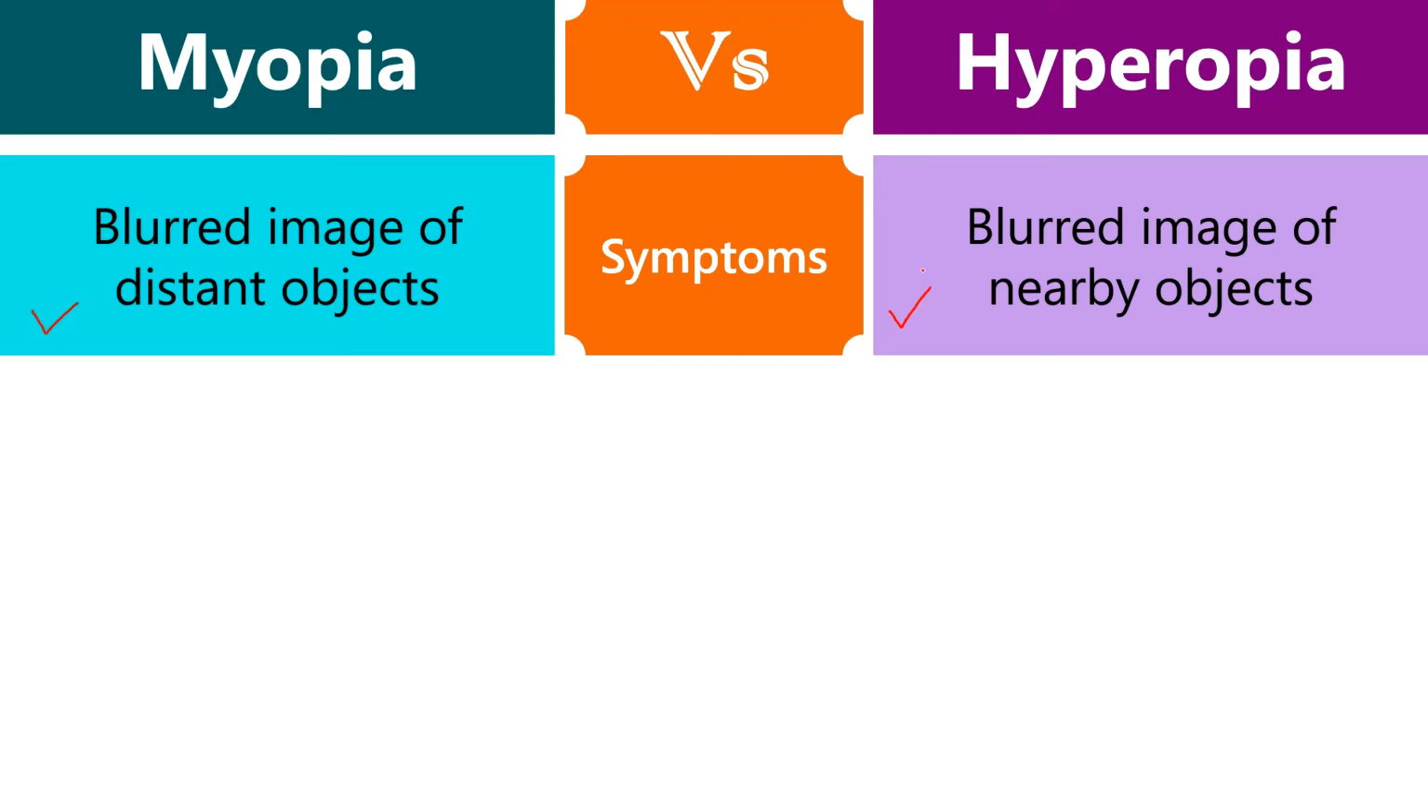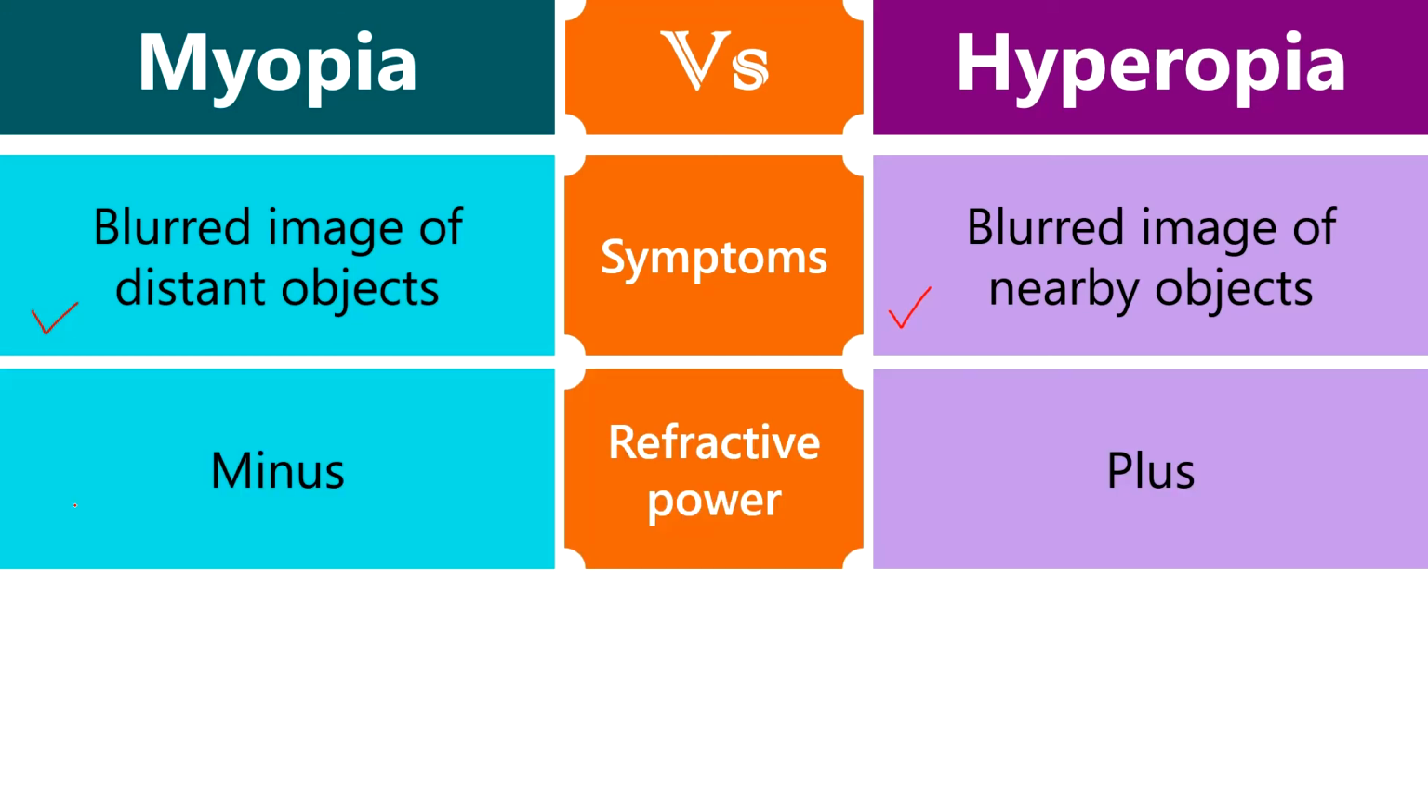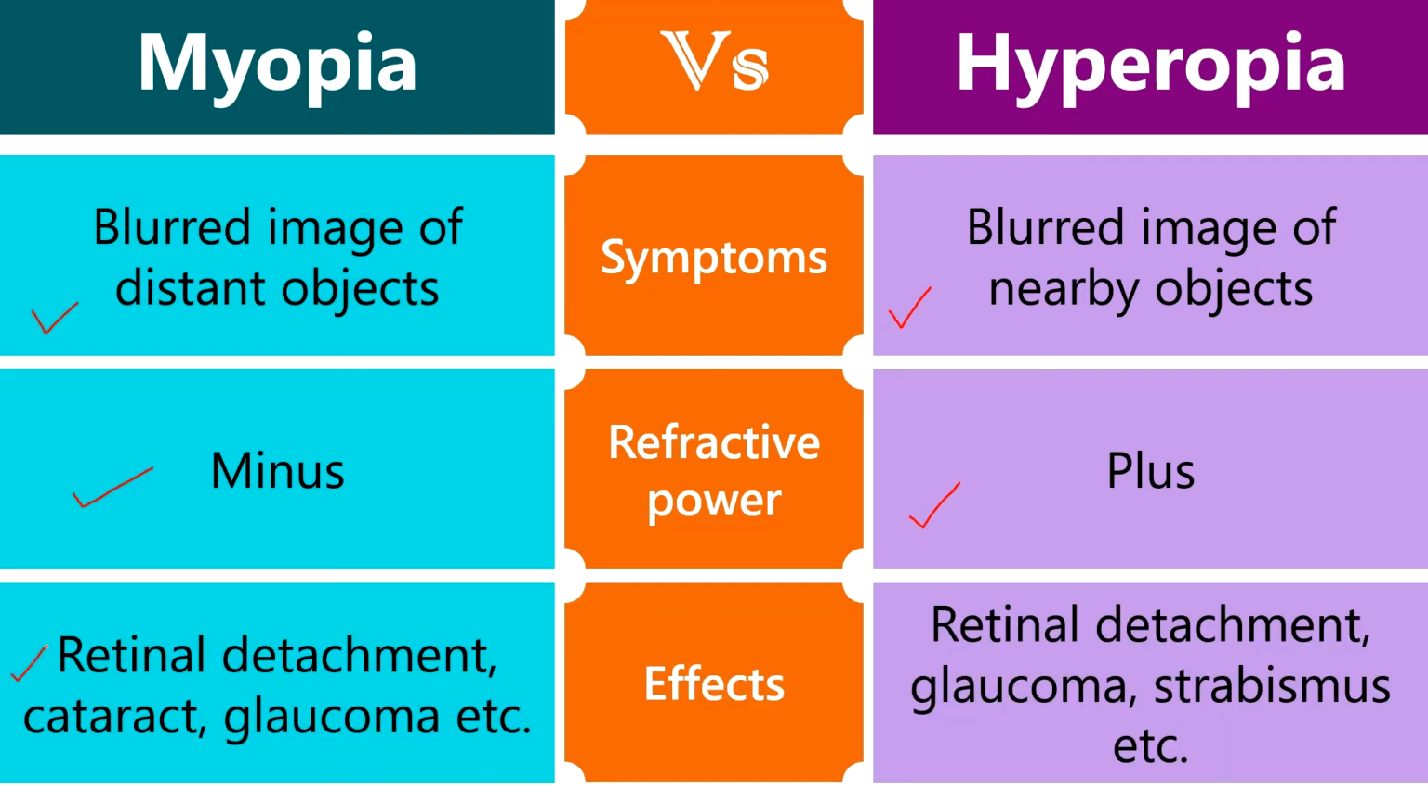Besides that, headache, eye strain, and squints are also the symptoms associated with both myopia and hypermetropia. As the diverging lens is used to correct myopia, the refractive power will be in minus, like minus 0.25. And a converging lens is used to correct hypermetropia, so the refractive power will be in plus, like plus 0.25.